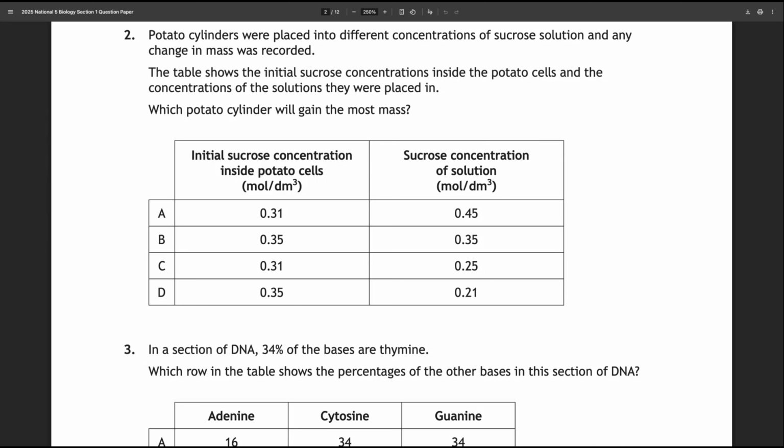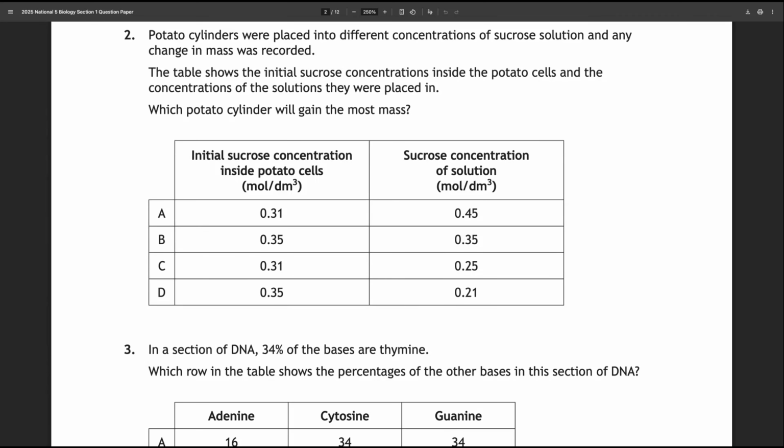Now, aside from being one of the most exciting experiments you can do, you probably remember it from class where you bore up some potatoes and pop them in some water and leave them for a few days. Aside from that aspect, what this experiment does show is osmosis taking place within plant cells. And so essentially what they're asking you here, when it says which potato cylinder will gain the most mass, you're basically looking for the potato cylinder which gains water.